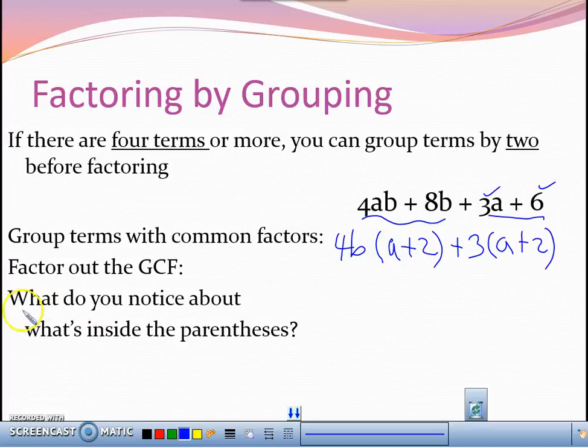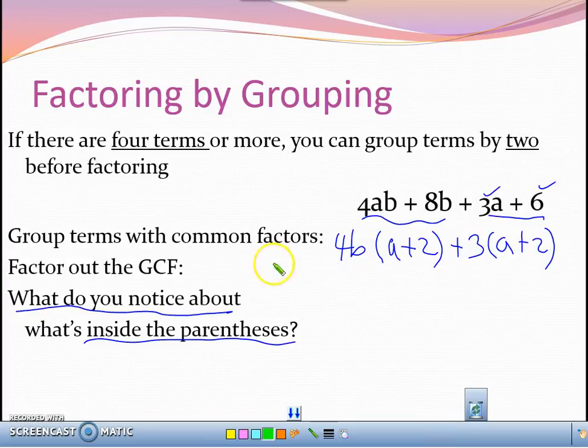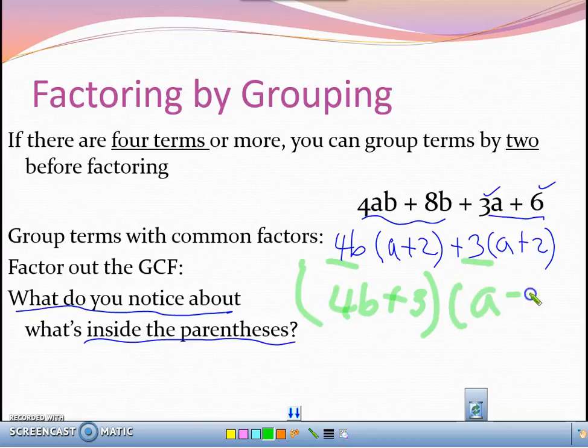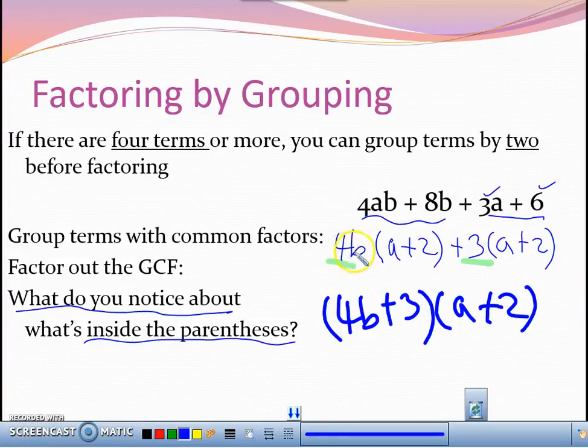So here, question is, what do you notice about what's inside the parentheses? Look here and here. Same, right? A plus 2, A plus 2, that's what they have in common. So what you're going to do is, when you do this next part, you're going to write 4B plus 3 times A plus 2. So you put these two in parentheses in the front. GCF is always in the front, okay? And then A plus 2, what they have in common. And this is the answer.